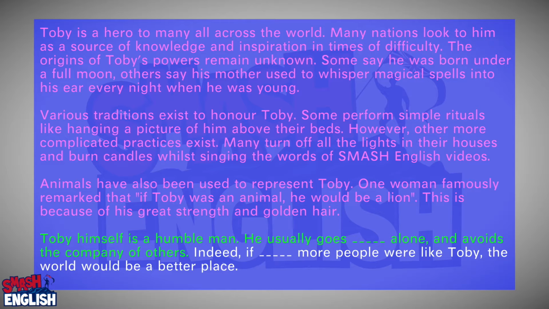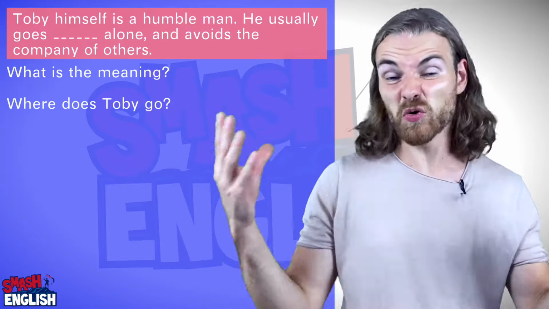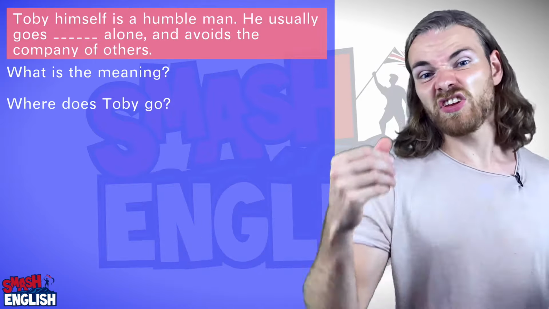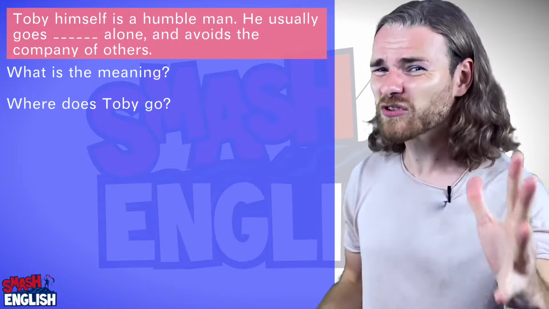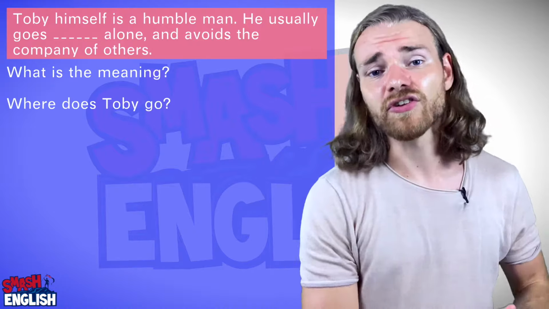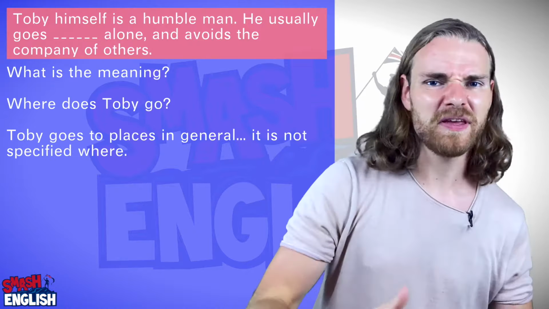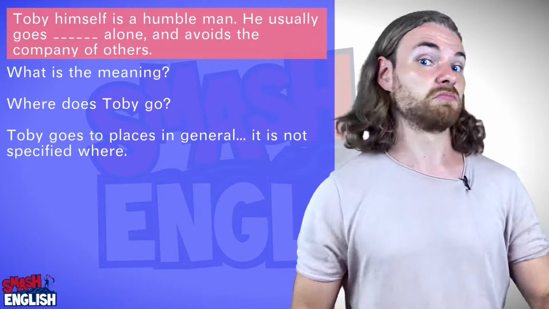Toby himself is a humble man. He usually goes alone and avoids the company of others. Where does Toby go? Does he go to a specific place, or does he go places in general? I cannot see a specific place here, so I think the meaning of this sentence is more general. When Toby goes... where? Where's he going? Dunno.